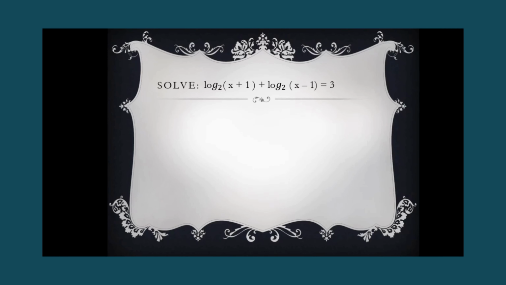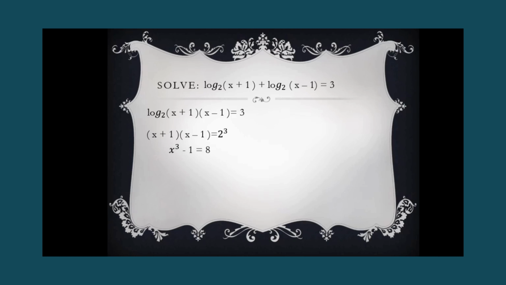Next is to solve log base 2 of (x plus 1) plus log base 2 of (x minus 1) is equal to 3. Copy our given. Move your base to the opposite side and we will have 2 cubed. Also multiply x plus 1 and x minus 1 and we will have x squared minus 1 is equal to 8.